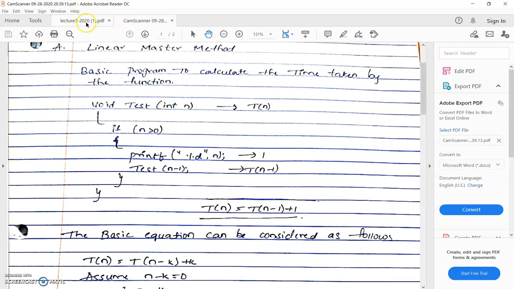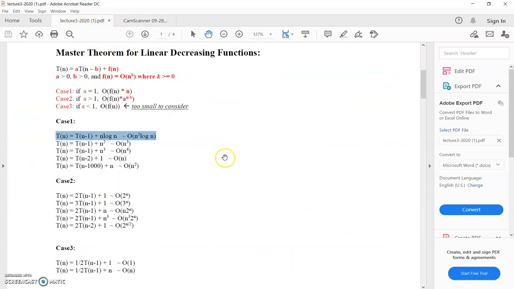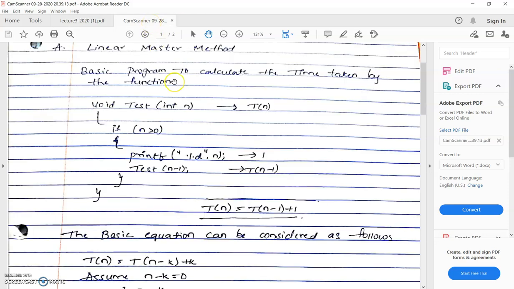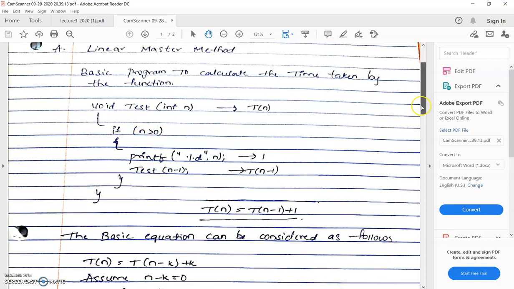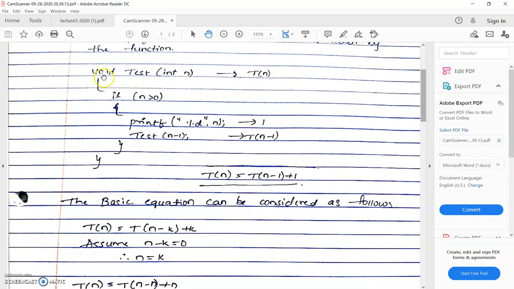The topic I chose today to explain is master theorem for linear decreasing functions. So I'm going to take a basic program, a small function, to understand how the master theorem works. There is this method void test with int n, which takes an input n. We are going to consider T(n) as the time it takes for this function to run.